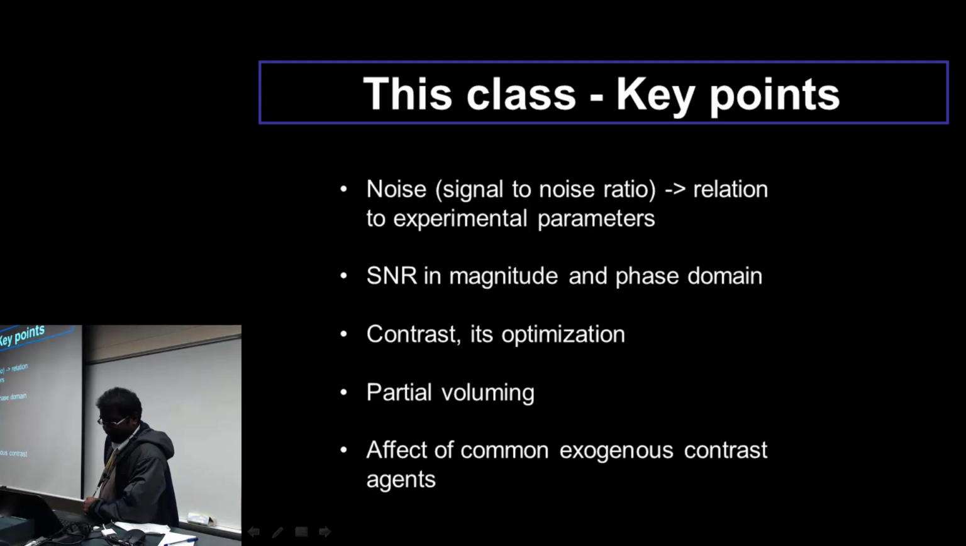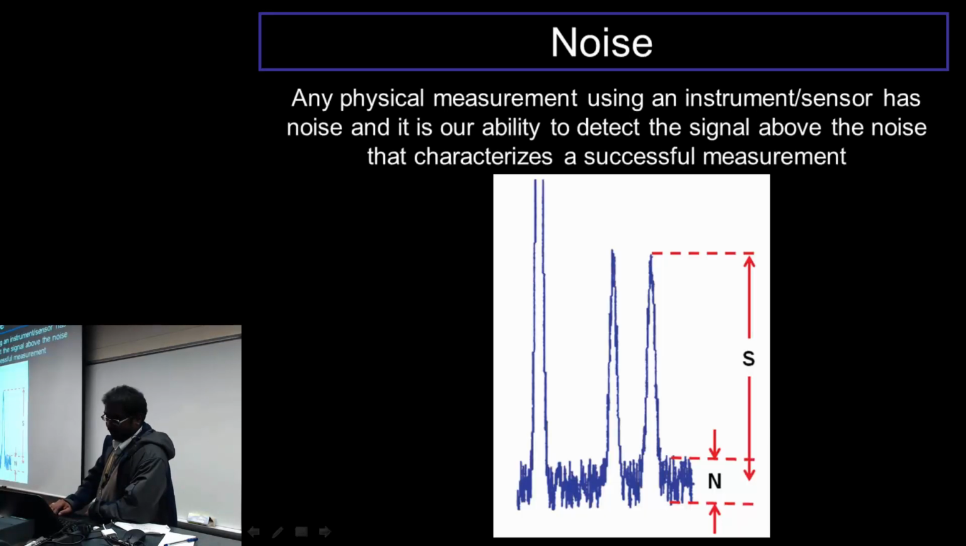And then, of course, we look at what's called SNR and the way you measure the efficiency of your experiment. That's in both your real and imaginary channels, or in other words, basically magnitude and phase images. And then we'll talk about contrast, its optimization, and how things would change if you have a voxel with different tissue properties. And then just briefly introduce the common modes of contrast generation using exogenous contrast agents, meaning the ones that you inject into the body.